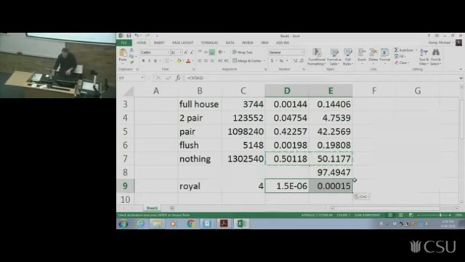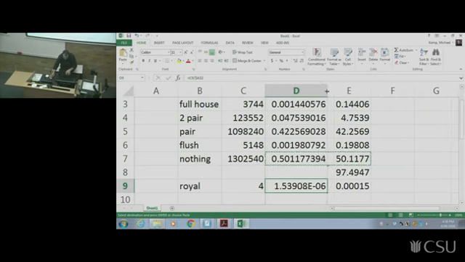And you can see it's having trouble writing it down. Does anyone know what that notation means? What is E minus 6 there? Scientific notation. So it's 1.59, so 53908 times 10 to the minus 6. It just means times by 10 to the power of something, so it's tiny. It's just scientific notation.